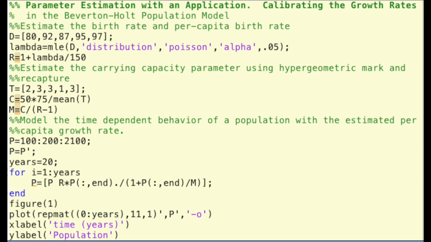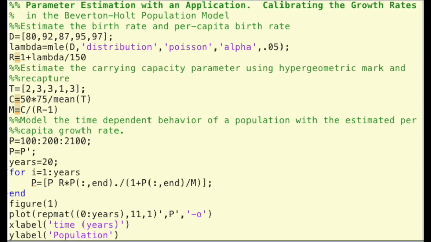Now we're going to sample 50 animals without replacement from that population and count up the number of animals that are tagged. That's our experiment, and we'll repeat that experiment 5 times. Each of those 5 experiments resulted in a count of 2, then 3, then 3, then 1, then 3 tagged animals. That's our experimental data, and we'll save that in an array that we associate with the variable t in our MATLAB program.